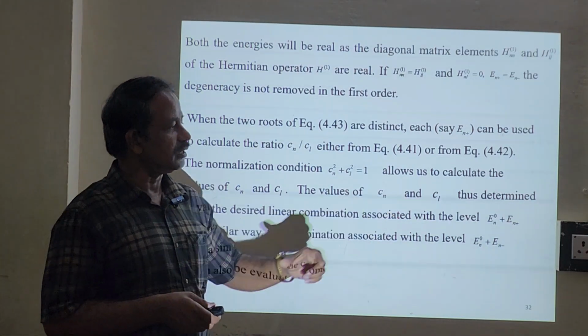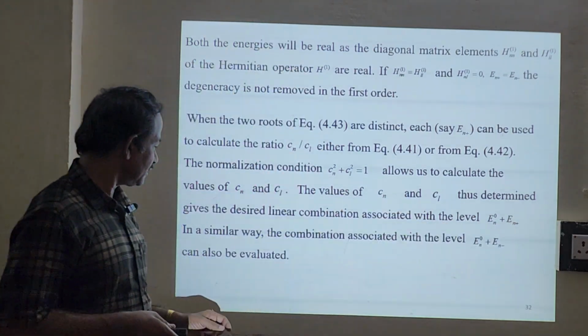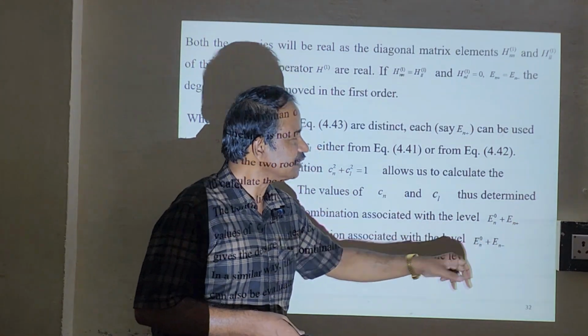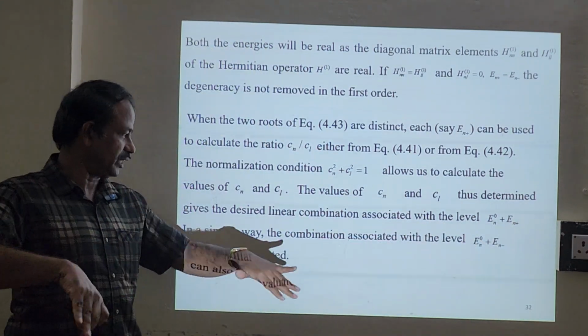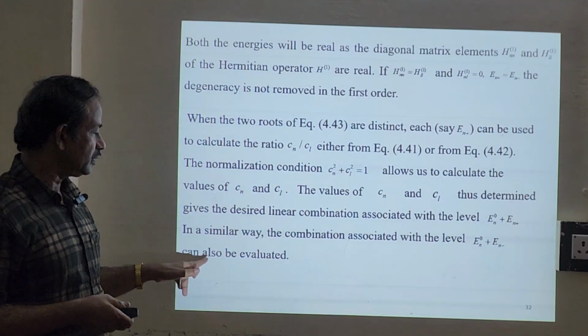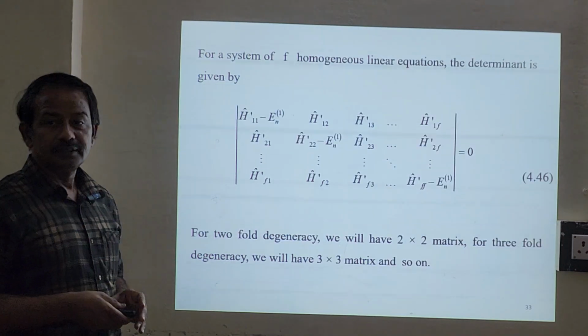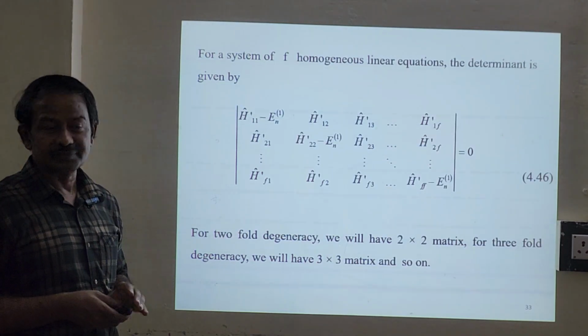And the associated energies will be En naught plus En plus and En naught plus En minus. So we have separated them. In a similar way, the combination associated with the level can also be evaluated. Suppose for an N system, for an F system.